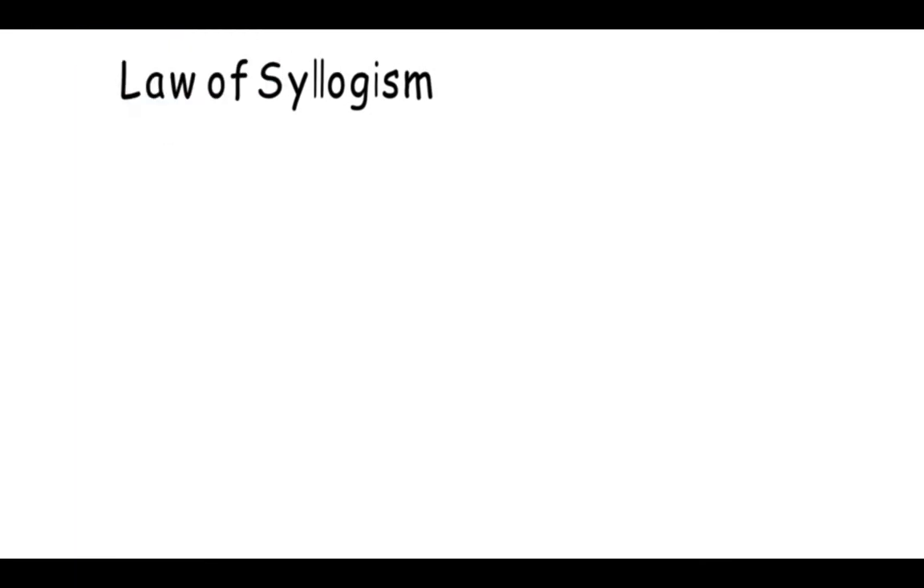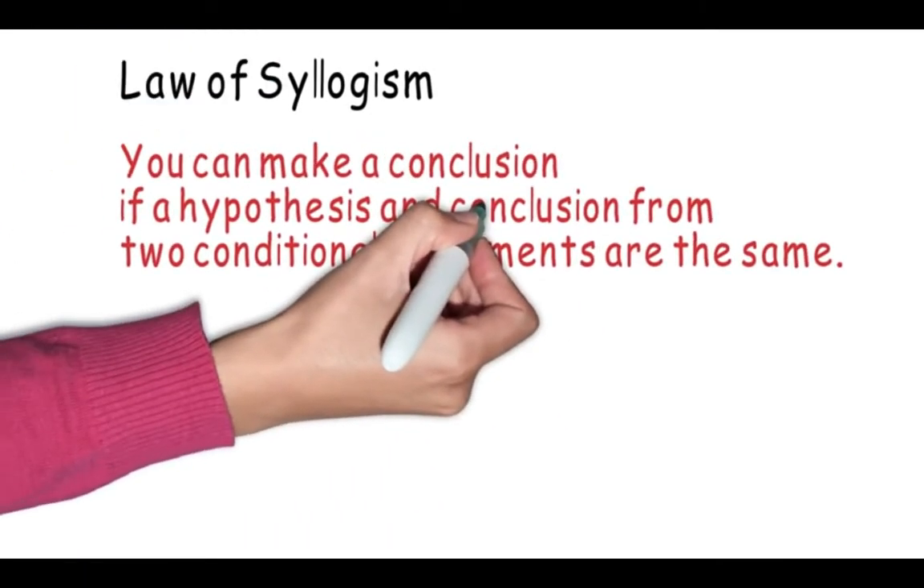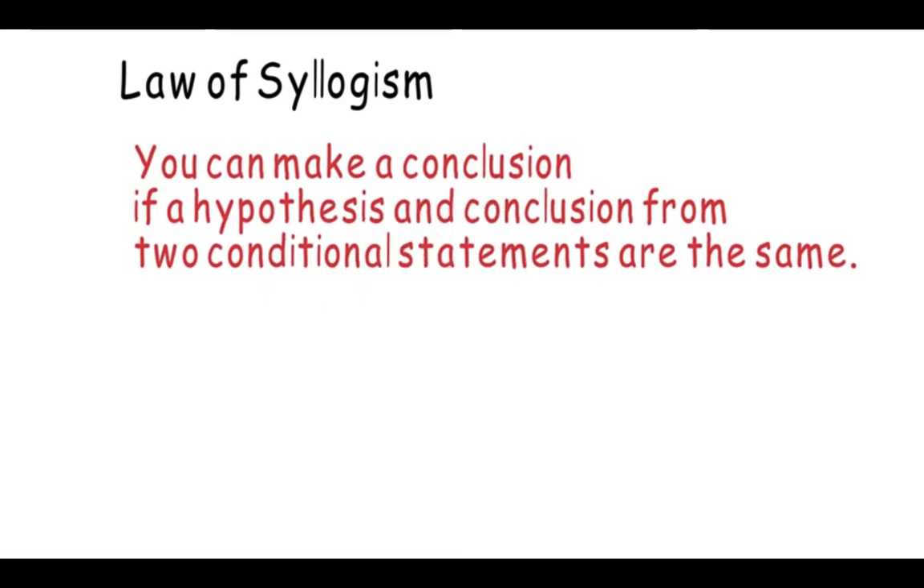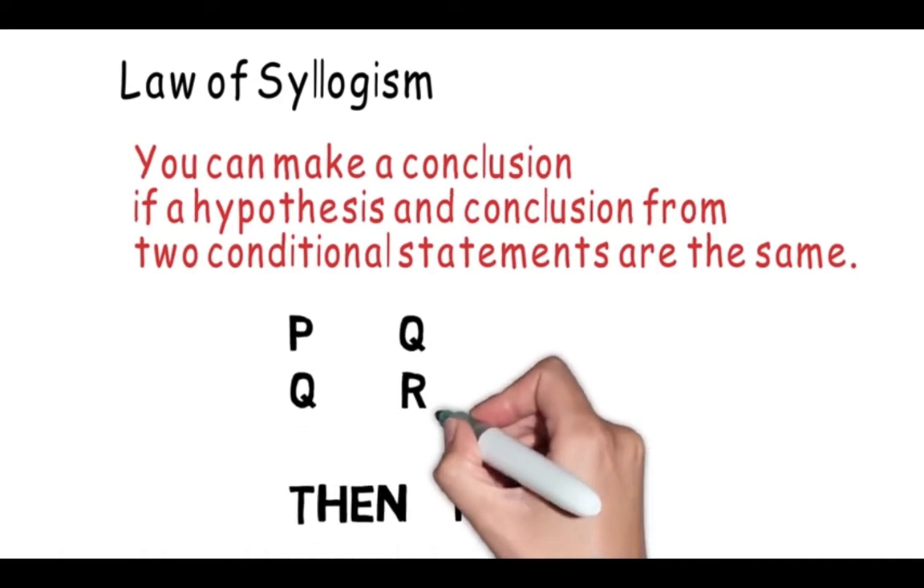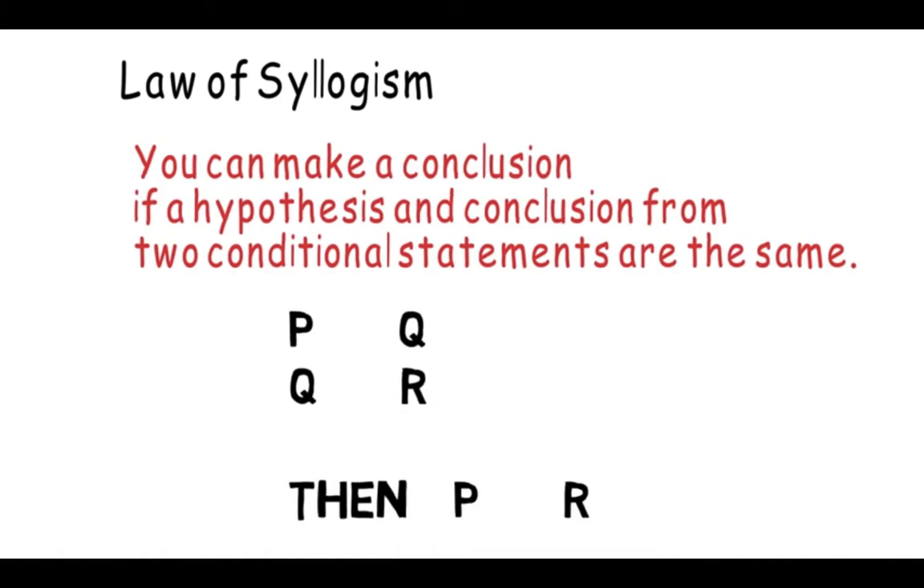So to summarize, the law of syllogism says you can make a conclusion if a hypothesis and conclusion from two conditional statements are the same. And that's again where we saw that match. And putting it into our symbolic notation, if P then Q, if Q then R, well then we can conclude if P then R.